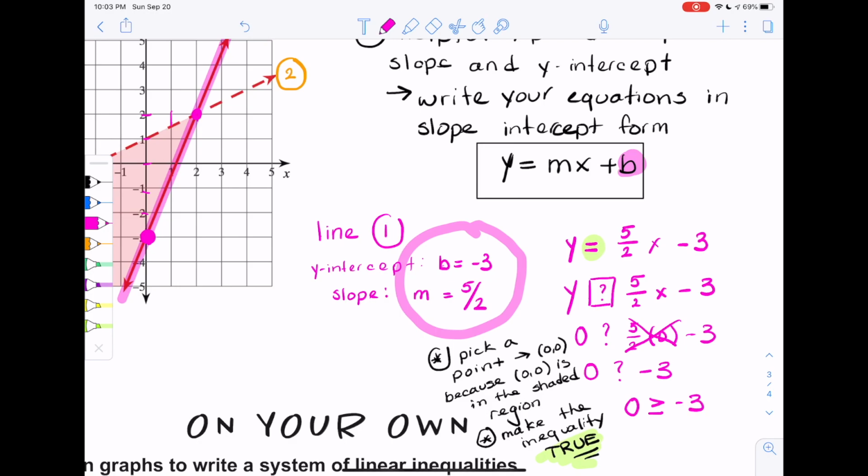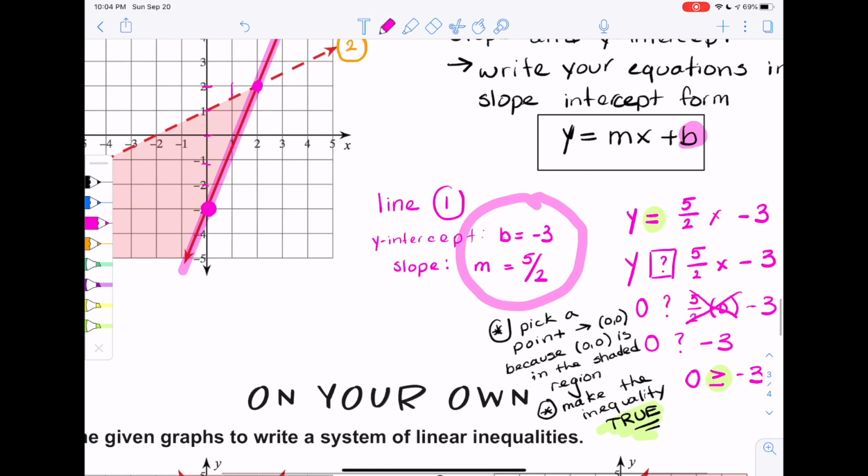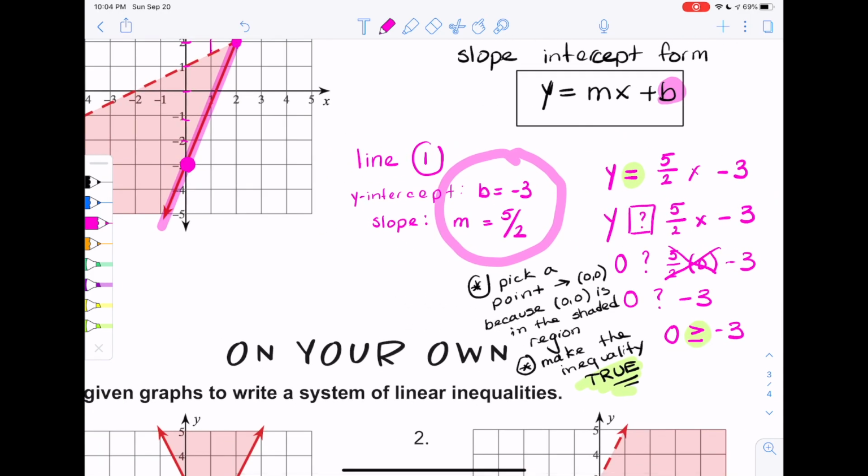And the reason why we use the greater than or equal to sign is because it's a solid line in the coordinate plane. So you also have to take that into consideration. So the final inequality for line number 1 is going to be y is greater than or equal to 5 over 2 times x minus 3.